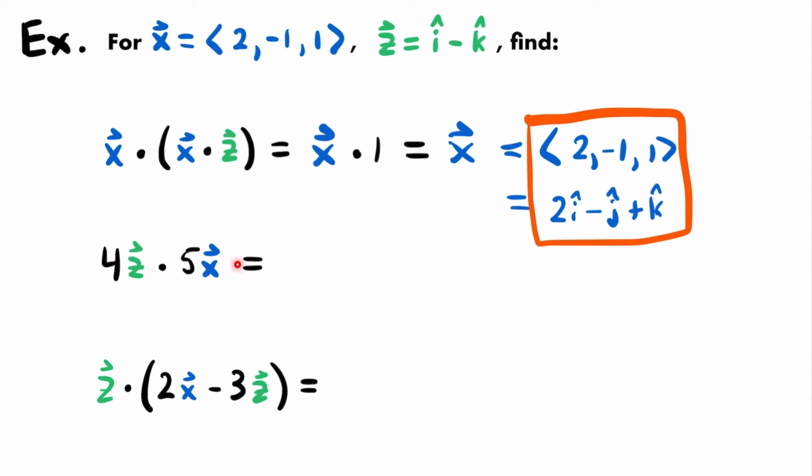Now let's move on to our next calculation here. We have 4 times vector z times 5 times vector x. Now once again, you could go ahead and multiply 4 by vector z, and then multiply 5 by vector x, and then find the dot product of those two vectors.